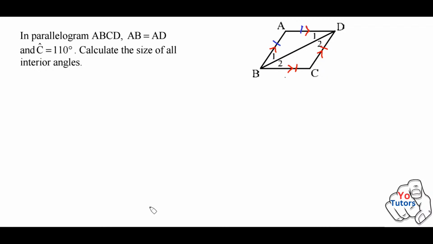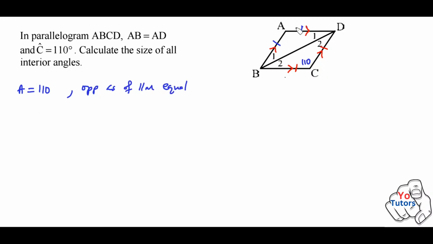Now let's go into the question. Calculate the size of all interior angles. We are given angle C is equal to 110. Good start. So C is 110. Now when C is 110, let's calculate A, which is easy here. We know that A is going to be equal to 110. Why are we saying 110? Opposite angles of a parallelogram are equal.